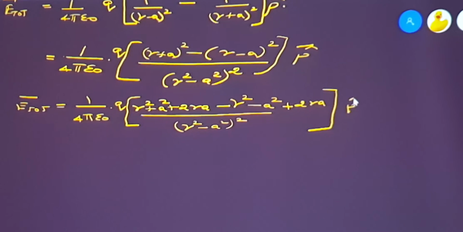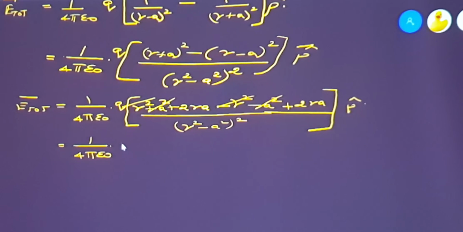This can be expanded using a plus b the whole square. So I can write it out as r square plus a square plus 2ra, minus, again a minus b the whole square, which is r square plus a square minus 2ra, multiplied with the minus. So I will be getting minus r square minus a square minus of minus plus 2ra, multiplied with p cap. Clear? Now on simplification, this r square and this r square, this a square and this a square will get cancelled. So we get the answer as 1 divided by 4 pi epsilon 0 into q into 2ra plus 2ra.